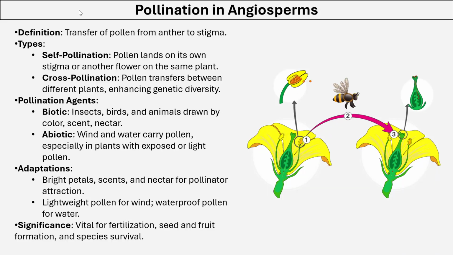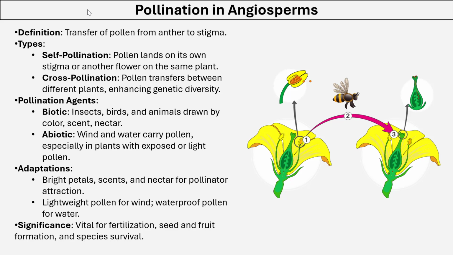Now, pollination is the transfer of pollen from the anther to the stigma of the female part of the flower. Flowers can undergo two kinds of pollination: self-pollination, in which the pollen lands on its own stigma or the flower of the same plant, and cross-pollination, which is when the pollen is transferred to a different plant, which enhances the genetic diversity.